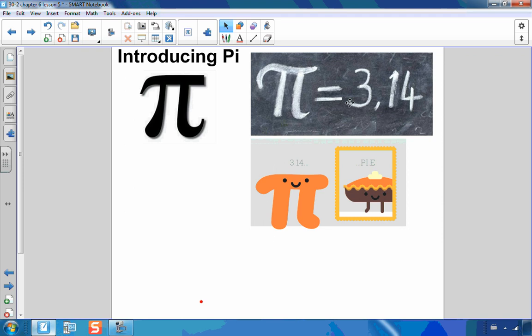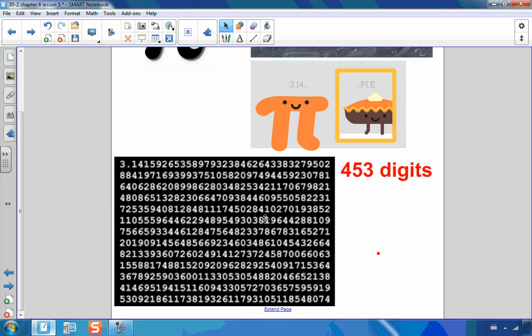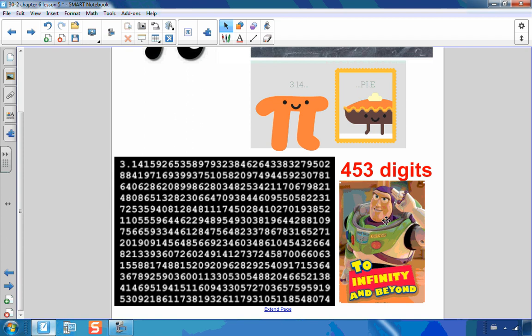Okay, so 3.14 is not really accurate. It's an abbreviation. If you look at this, for example, here's 453 digits of pi. That's just 453 digits. But pi is an irrational number, which means it's Buzz Lightyear. It goes on to infinity and beyond. So there's really no end to pi. Well, how is that going to help us with sine graphs?